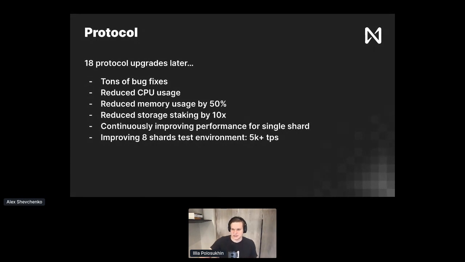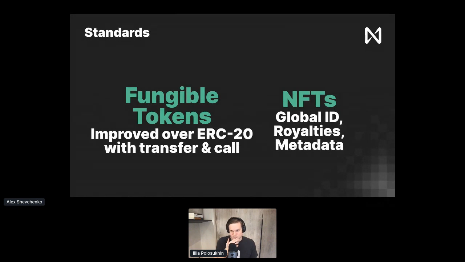Next slide. One of the critical pieces is standards. Our developers have come to us and said we need standards that actually represent Near in a way that fits Near's async environment, and also because a lot of original Ethereum standards were done maybe too quickly and are now so ingrained that it's really hard to change them.